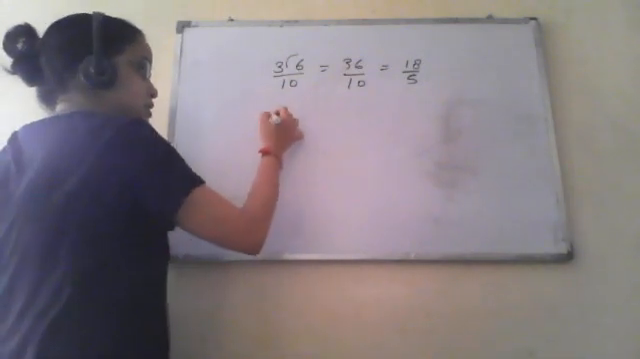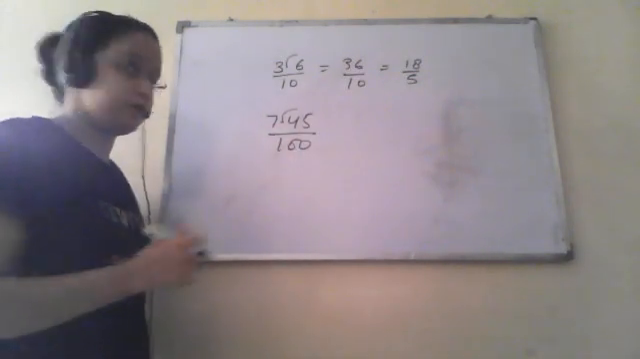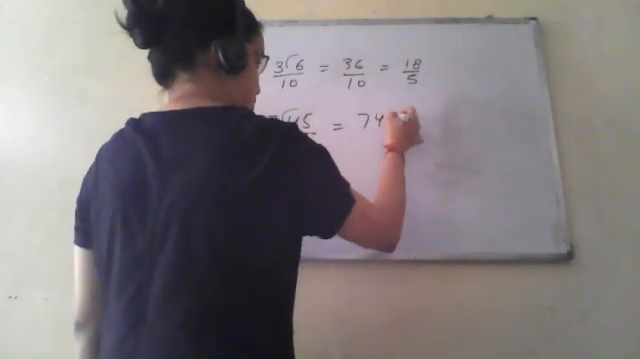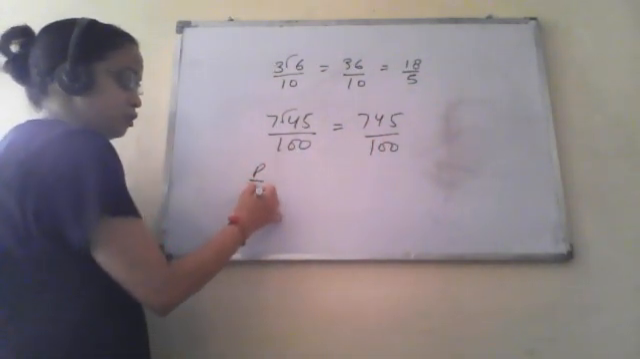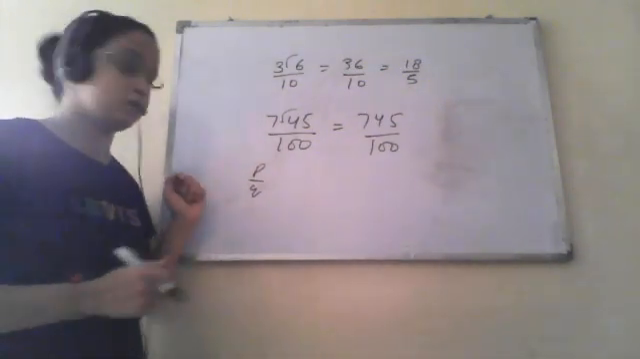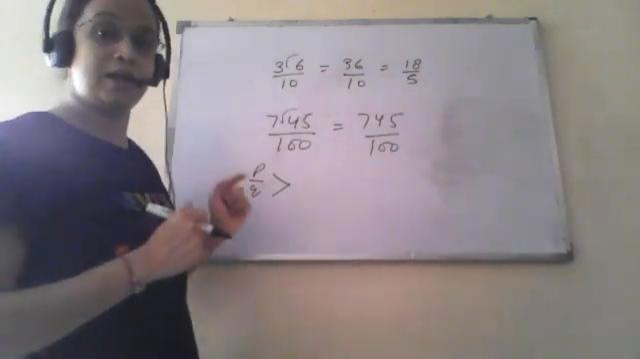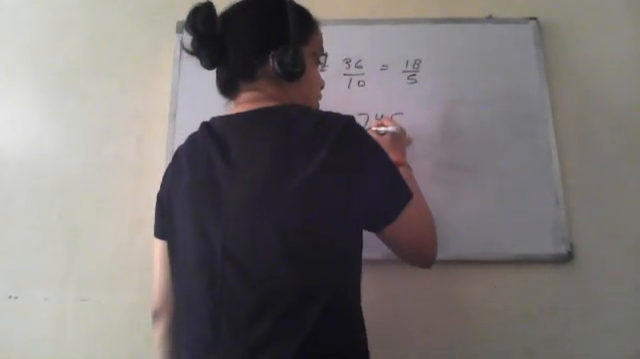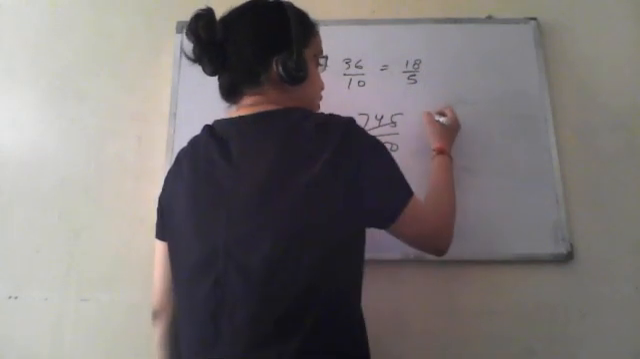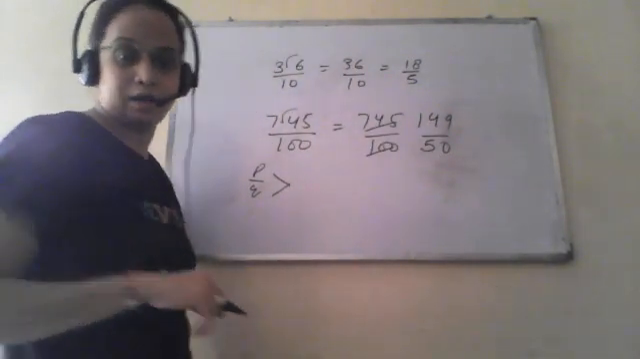Okay. Similarly, this is 7.45. We'll remove the decimal, put 100, and further reduce 745 upon 100. Why are we reducing? Because when we talk about a rational number in the form of p upon q, we always say that p and q are integers and they are co-prime, meaning they have 1 as the only common factor. That's why we reduce it to standard form. So this is 149 upon 20. Clear? So we have to reduce it to standard form.